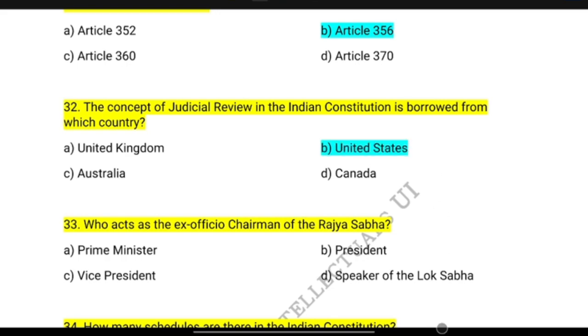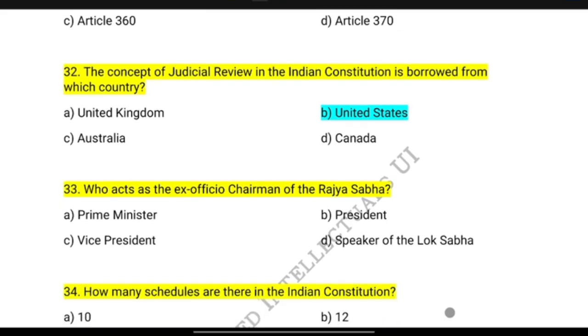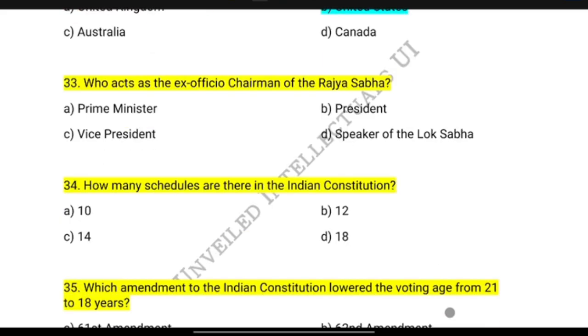Explanation. The concept of judicial review, the power of the judiciary to review the constitutionality of legislative and executive actions, has been borrowed from the United States. 33. Who acts as the ex officio chairman of the Rajya Sabha? Answer. Option C. Vice President. Explanation. The Vice President of India acts as the ex officio chairman of the Rajya Sabha, the upper house of Parliament.